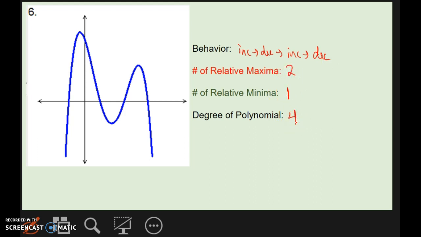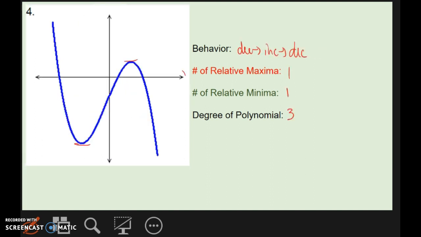All right, so the pattern I'm seeing here, we'll look at our behavior. I've got 1, 2, 3, 4 different pieces of behavior to describe, and that also happens to be our degree. I wonder if that works all the time. Yep. Behavior, behavior, behavior, 3, and a degree of 3.